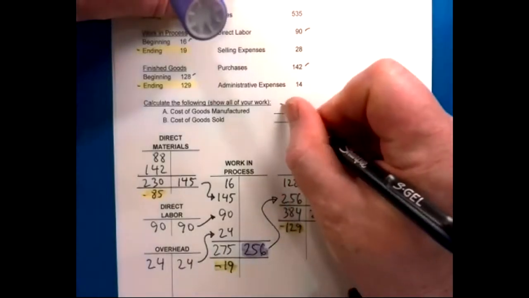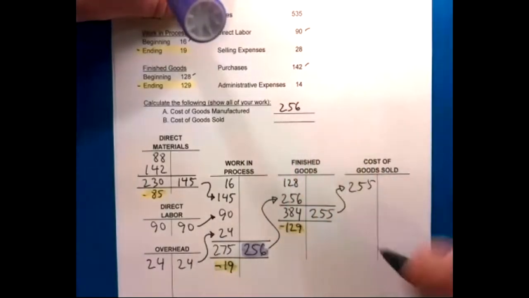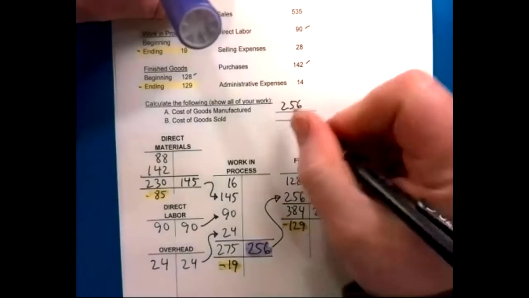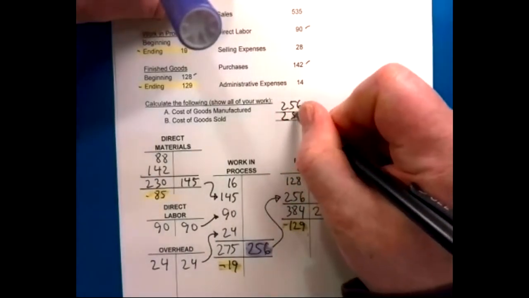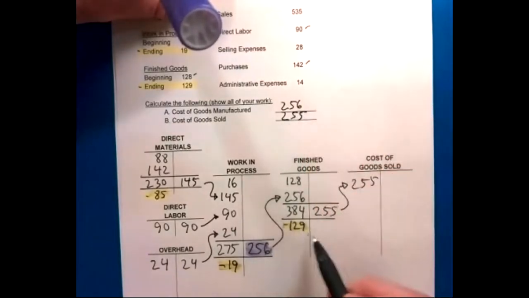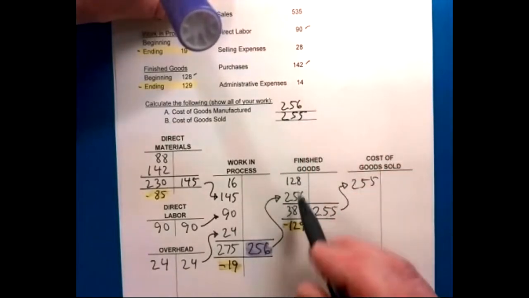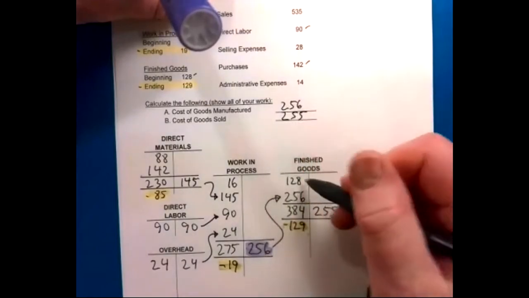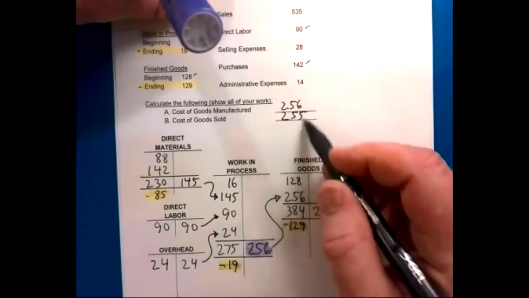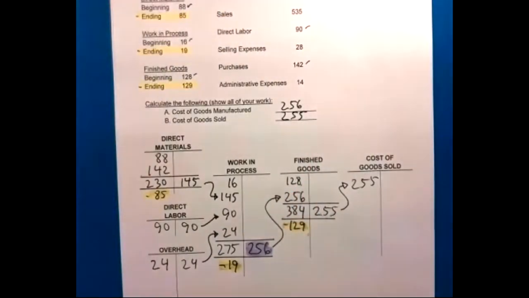$256. That's what was the cost of manufacturing. And this is the cost of... and as mentioned earlier, it's the difference between the beginning and ending inventory. That's why these are off. Beginning and ending inventories are different by a dollar. They're not off, they're just different by a dollar.